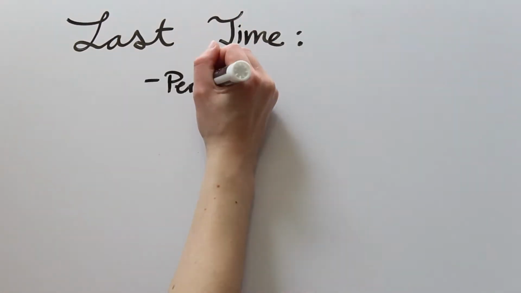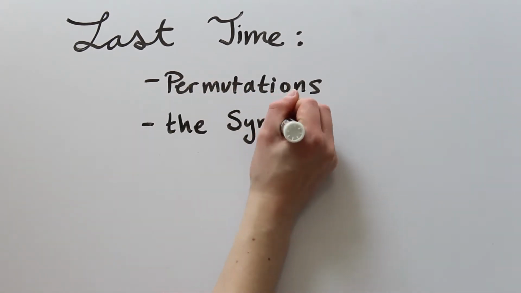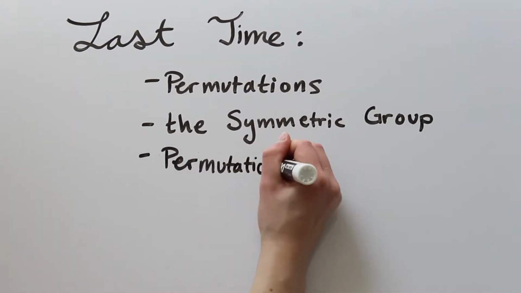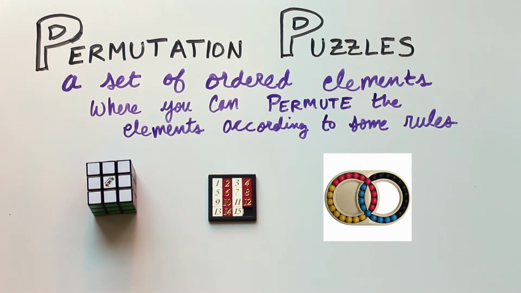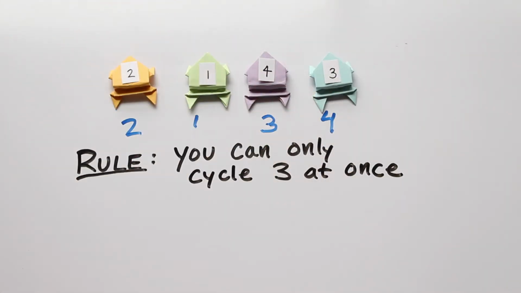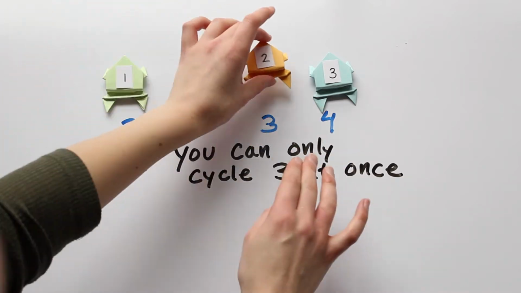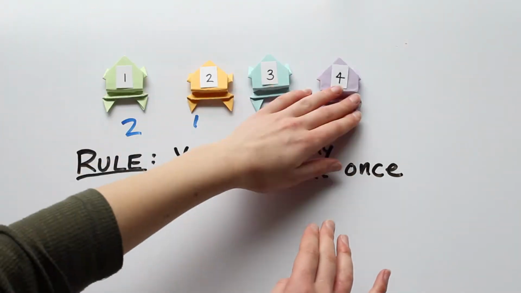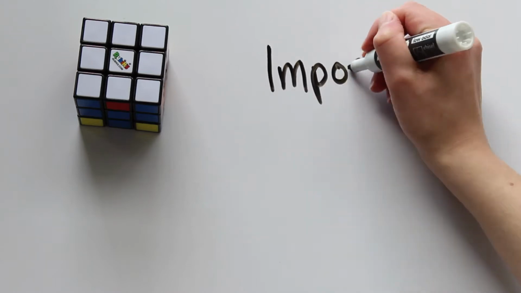Welcome back, everyone! Last time we learned about permutations, the symmetric group, and the definition of a permutation puzzle. We defined a permutation puzzle to be a set of ordered elements which you can rearrange according to some given rules. At the end of the video, we saw that sometimes there is an arrangement of the elements which cannot be reached using legal puzzle moves.